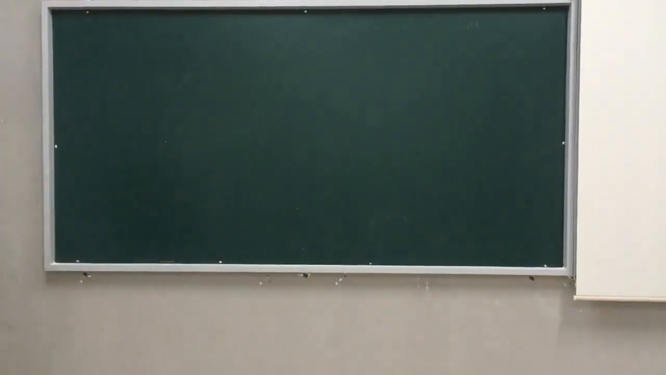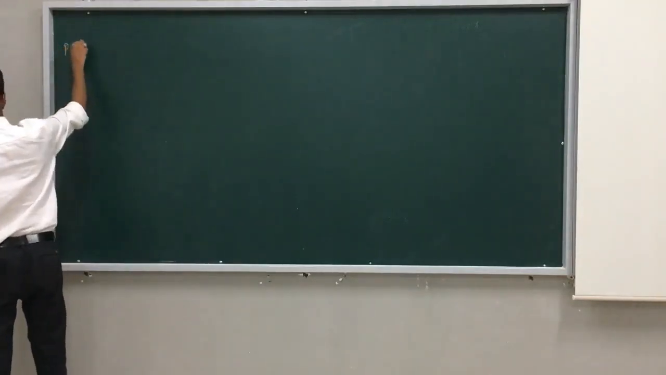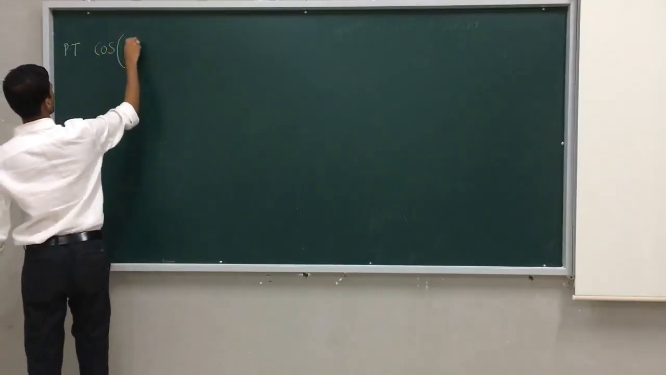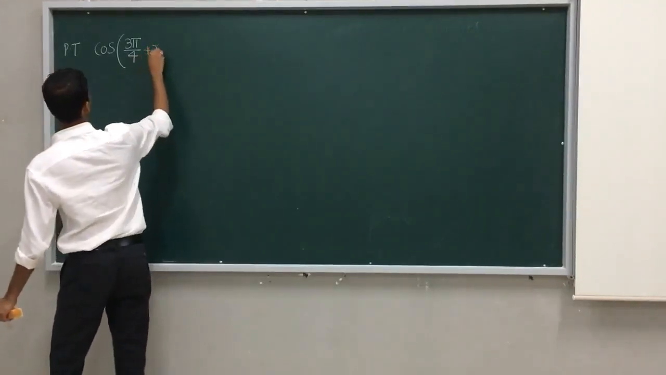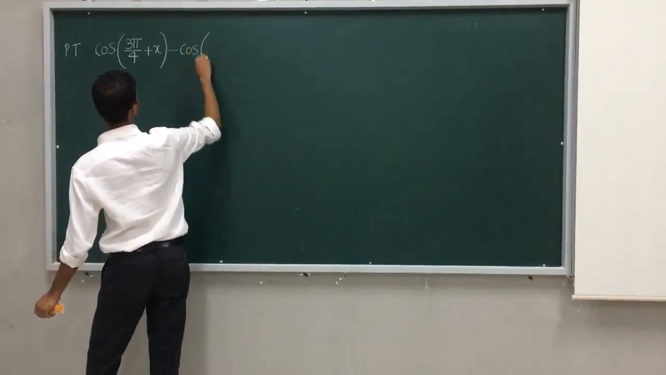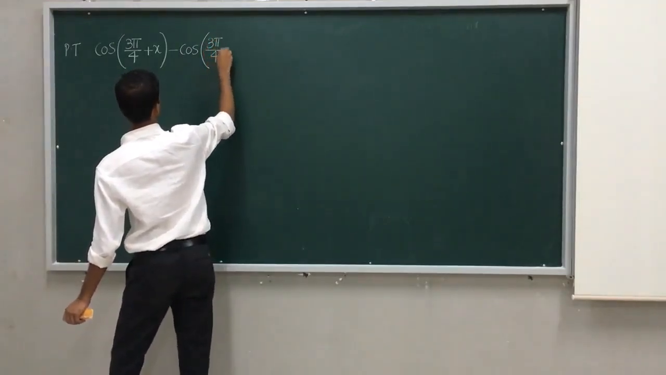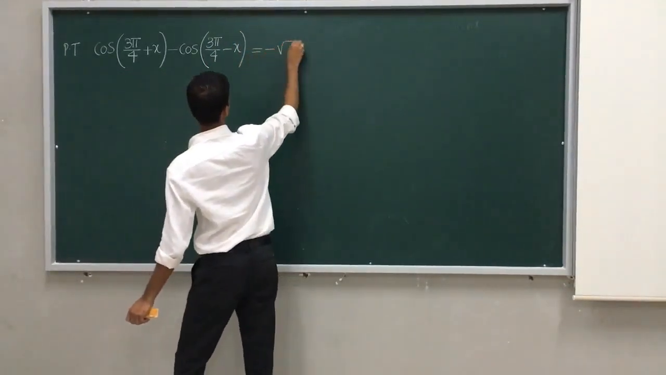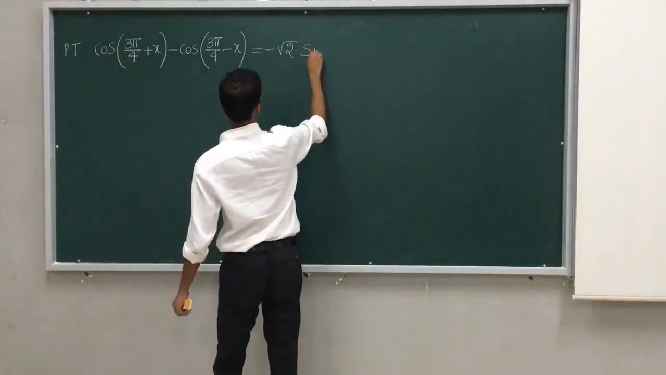Okay, let me consider another question. Prove that cos of 3 pi by 4 plus x minus cos of 3 pi by 4 minus x is equal to minus root 2 sin x.